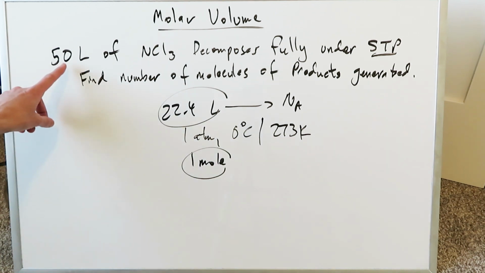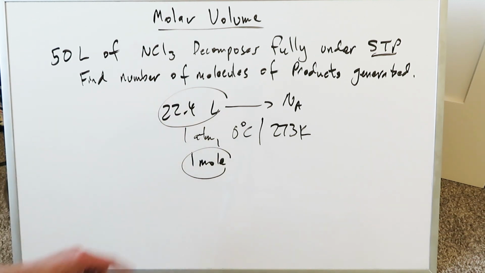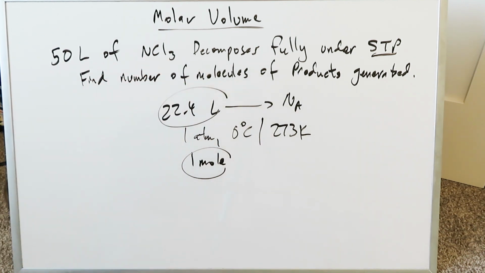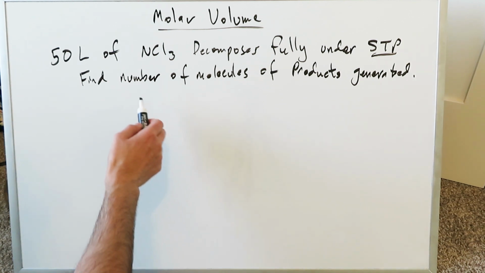Our question is this: we have 50 liters of nitrogen trichloride which decomposes fully under STP. We have to find the number of molecules of the products that are generated. We have 50 liters of nitrogen trichloride decomposing fully, meaning the reaction is in one direction under STP, and we have to determine what the products are along with the respective number of those molecules.